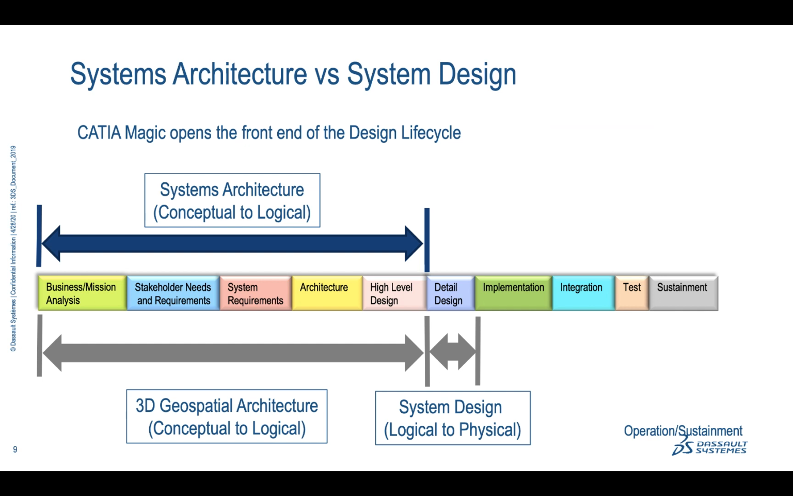And in the scope of this webinar, we will talk about the scope that falls under the conceptual to logical system architectures. We will not talk about physical system architecture. So we will cover a little bit of business mission analysis. We will talk about stakeholder needs. These two are really inputs for system architecture and system requirements definition. And then we also go to the high-level design. This is the point where the transition goes to the detailed design. And this is where the different tools in the 3DS portfolio can be applied.